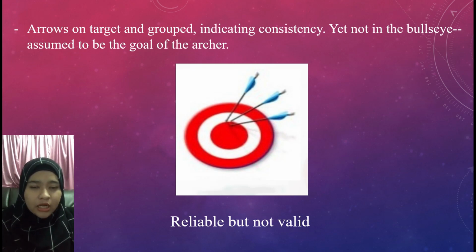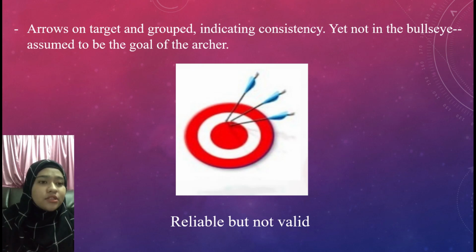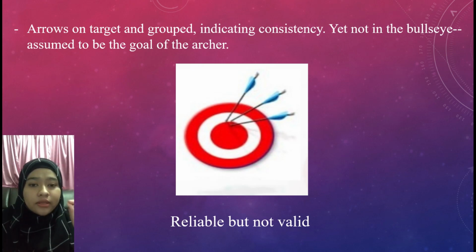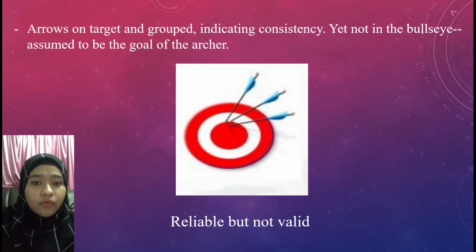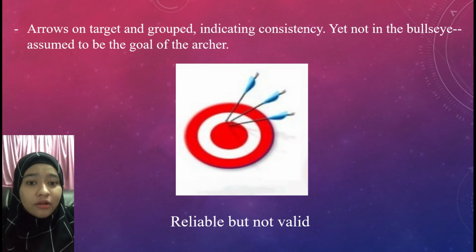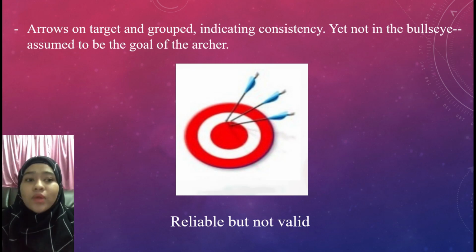This arrow is called reliable because it is consistent. As you can see, all the arrows shoot in the same place, so it is reliable, it is consistent. But not valid because it's far away from the middle, because we target the middle. So this graphic shows that it is reliable but not valid.